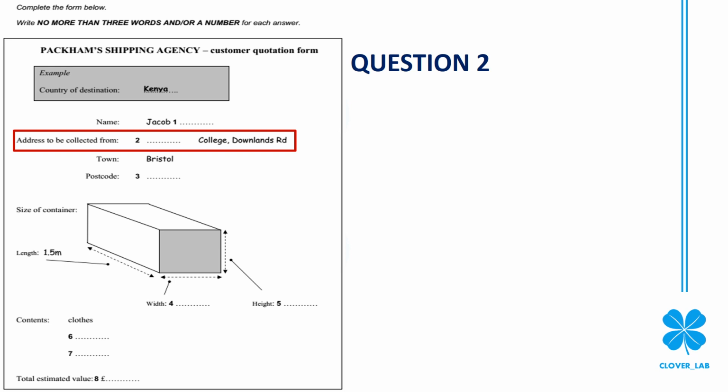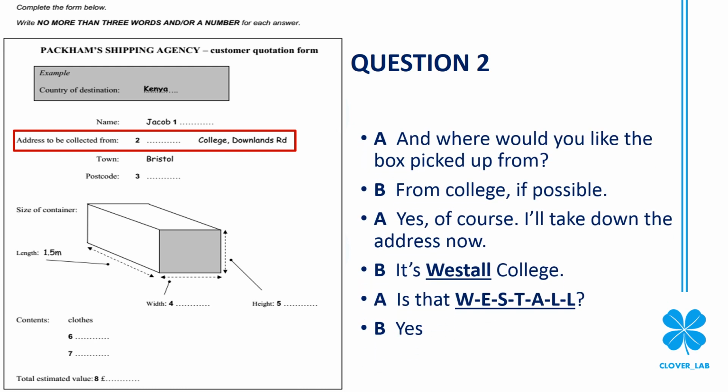Okay, guys, what you've got. Let's look at the tape script. So the address is Westall College. It is spelled W-E-S-T-A-L-L. Please check this spelling. Okay, now let's move on to question number 3.